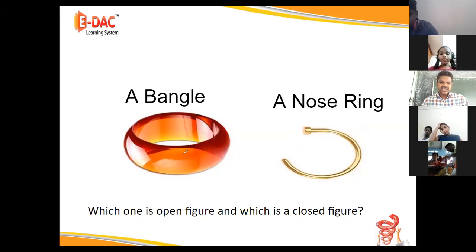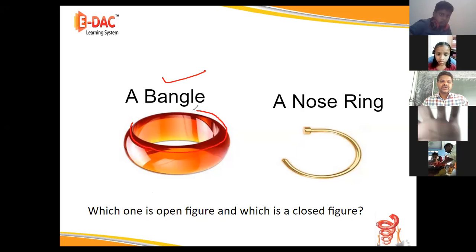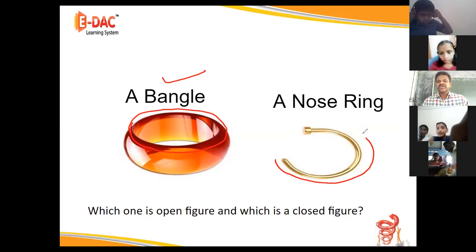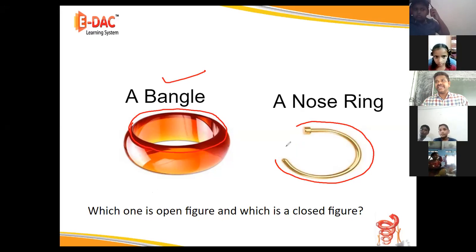So can you say which one is an open figure? If I ask, your answer is bangle. I know that. Why? Because it is closed. It is a closed figure and the other is an unclosed figure. Unclosed figure.